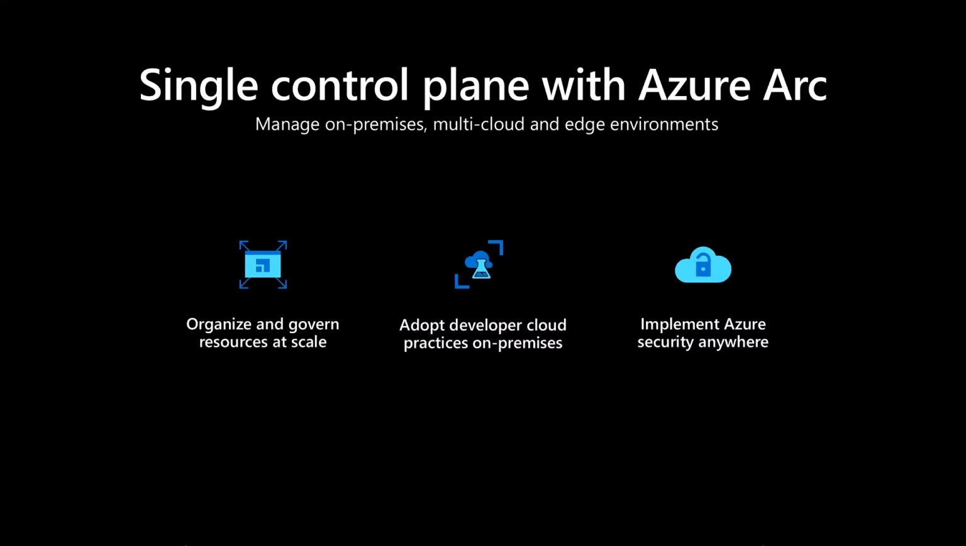So today we offer a couple of different things. With that control plane, you can see all your resources and organize and govern these resources at scale, as you can do with Azure services. You can then also adopt developer cloud practices on premises, right? So if you're setting up pipelines or GitOps and stuff like that, we want to bring that and enable that as well. Not just that you can use your Kubernetes cluster in the cloud, but also use the same way of managing these and bring them on-prem, for example.